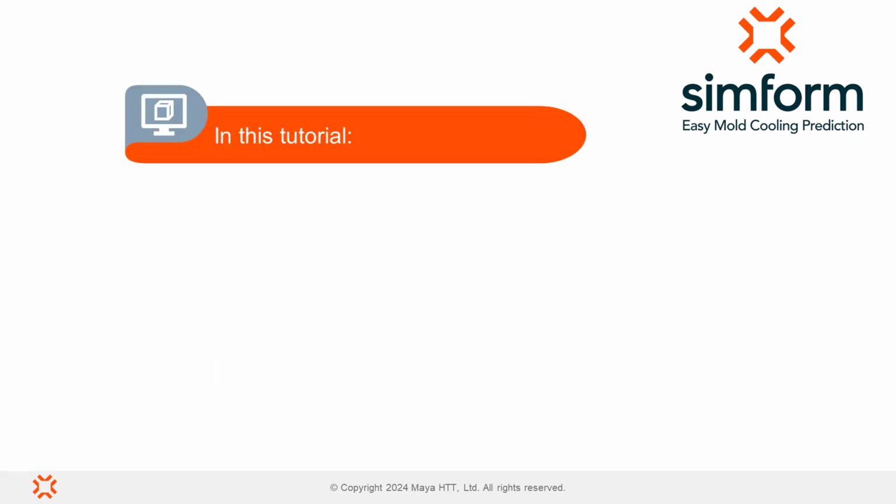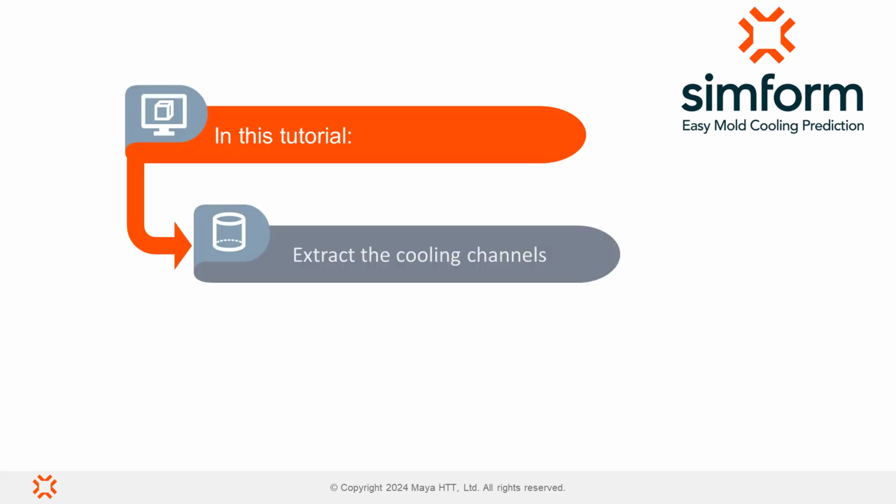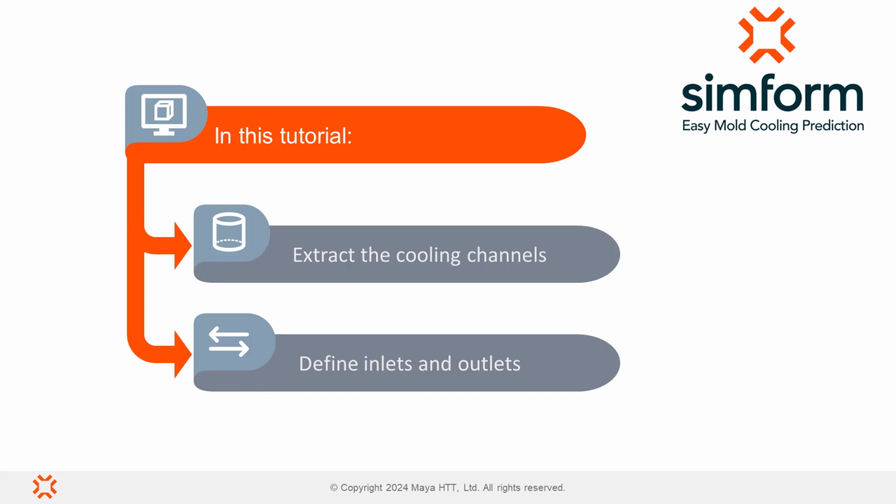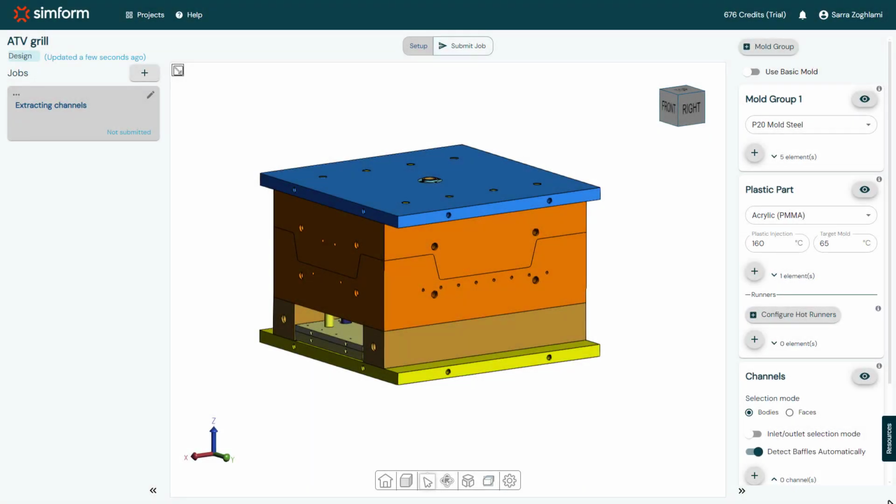In this step-by-step demo, I will show you how to extract and define the inlets and outlets of your cooling channels directly from your mold without the need of physical CAD bodies. For this example, I will use a mold design of an all-terrain vehicle grille model. The mold and plastic part components are already defined.